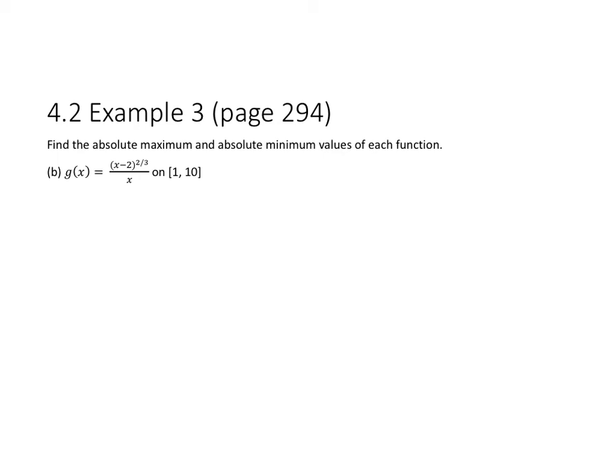Example 3 on page 294 again has a part B. And again, we've already done the derivative for this one. So I'm just going to use the derivative that we've already done previously. That was g prime of x equals negative 6 plus x over 3x times the cubed root of x minus 2. And again, I've solved my critical numbers here, and my critical numbers were at x equals 6 and at x equals 2. And remember, we had an additional critical number at x was 0, but we threw it away because it does not exist within the domain.